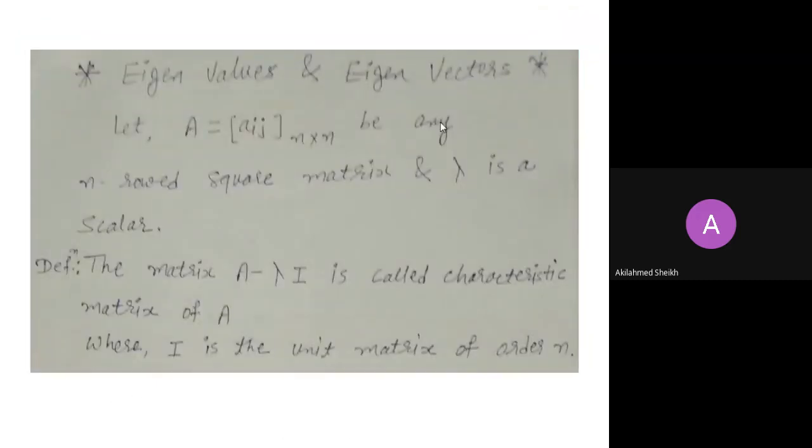Now here, eigenvalues and eigenvectors. Let A equal to [aij], an n by n matrix, B any n by n square matrix, and lambda a scalar. The matrix A minus lambda I is called the characteristic matrix of A. Here I is the unit matrix of order n. Remember that to find eigenvalues and eigenvectors, the given matrix should be a square matrix.